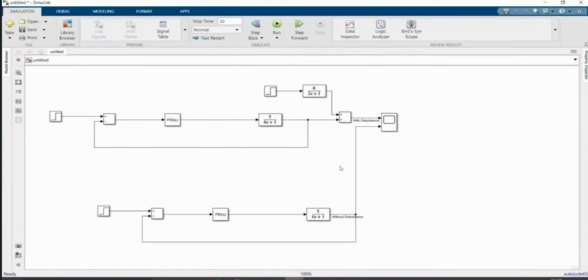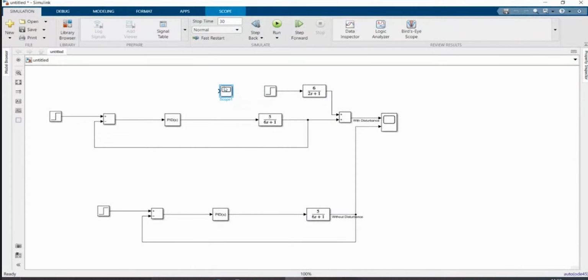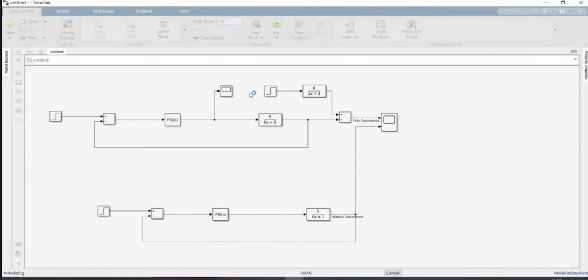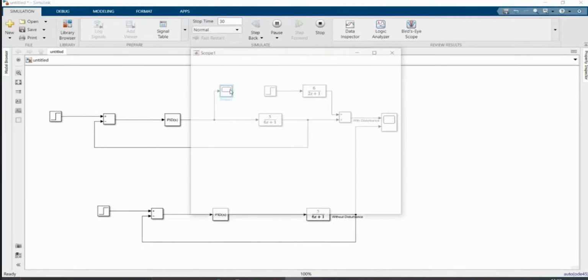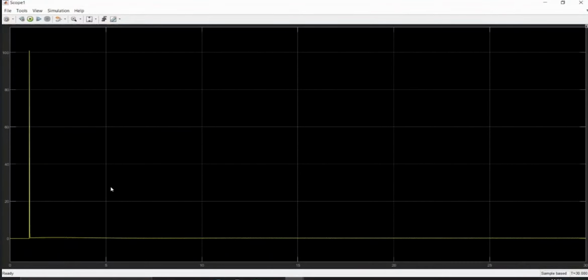Can you please use your scope over here after the PID controller? Use the scope over here? Yeah, after the PID controller. Yes. Can you run it and see what is the graph, the output you are getting? Something like this, ma'am.